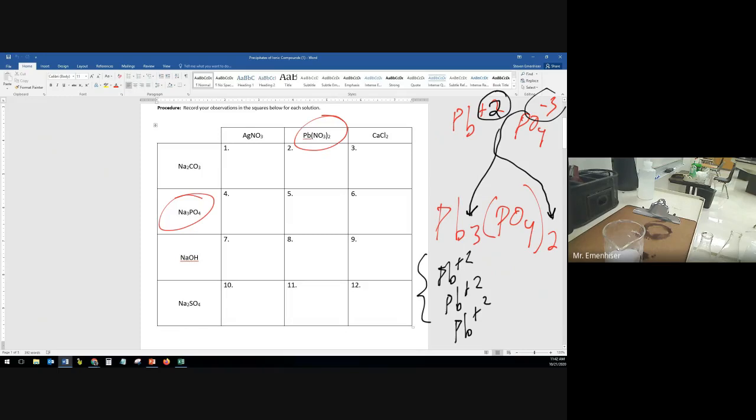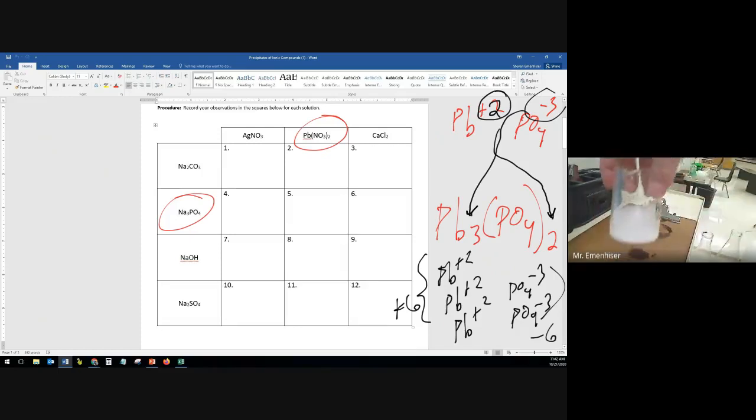And so look at the charge here, Pb +2, and I got 3 of them. My net positive charge is a +6. And then I got 2 phosphates. Each is a -3. Guess what my net negative charge is? That's right, -6. Equal and opposite charge for ionic compounds. And so that's our solid here. It's very solid on the bottom.